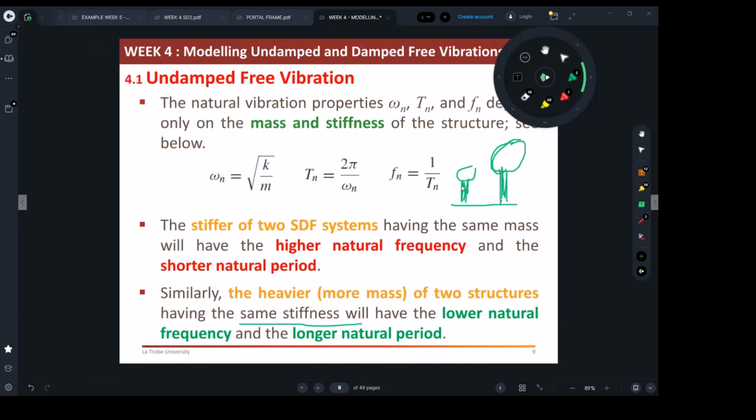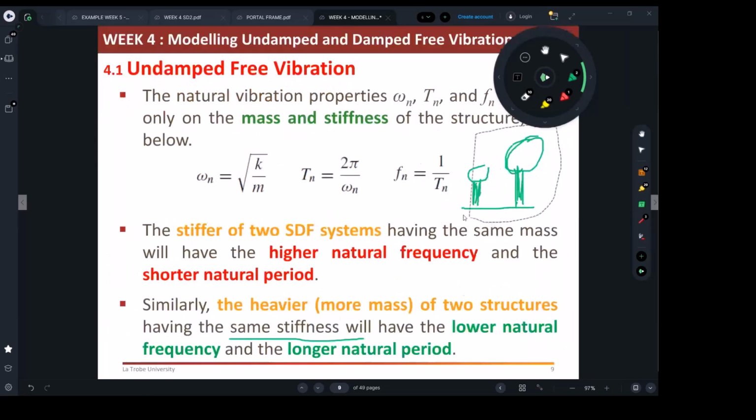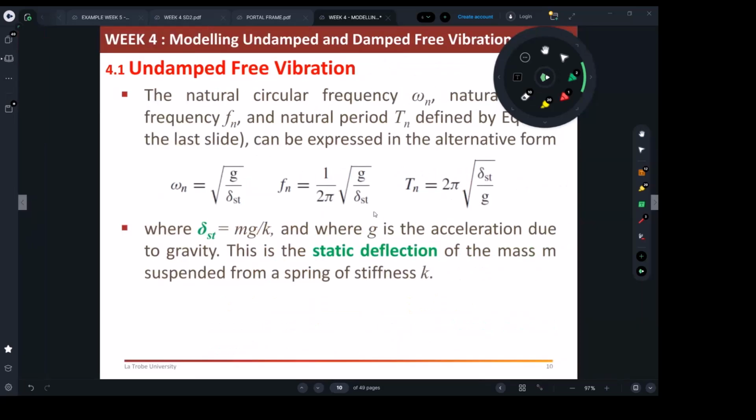But the one which is lighter, with the same stiffness as the previous one, will have a higher frequency. Make sure you understand that, because it's going to help you answer those practical questions.